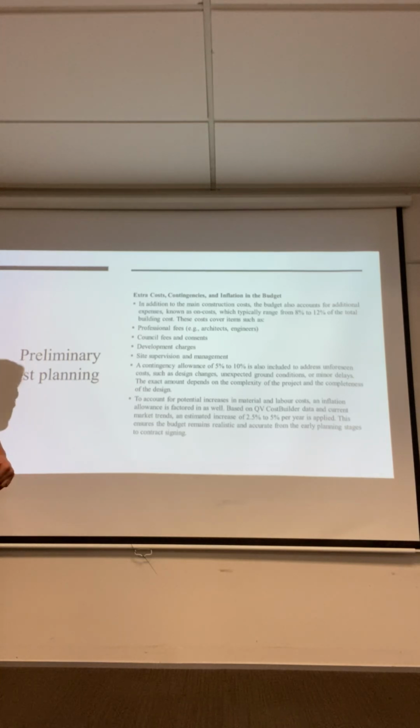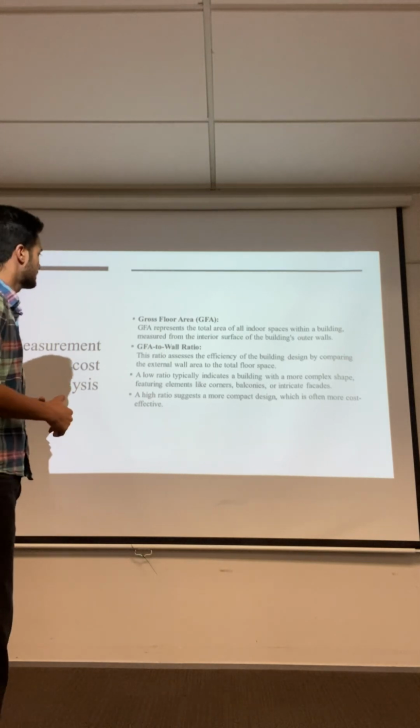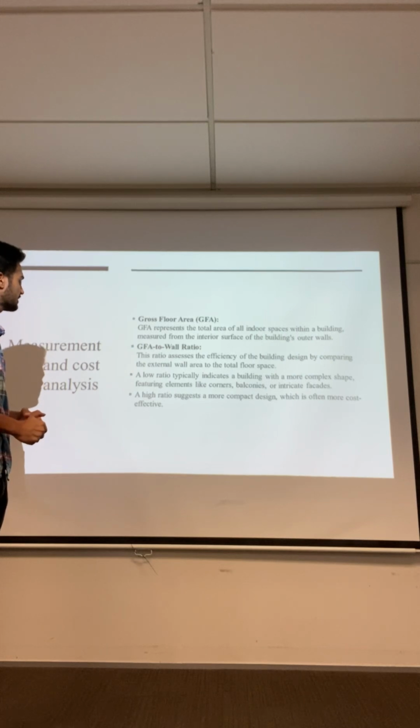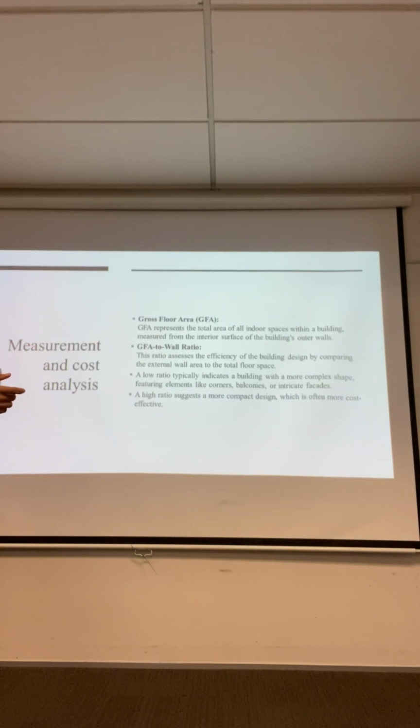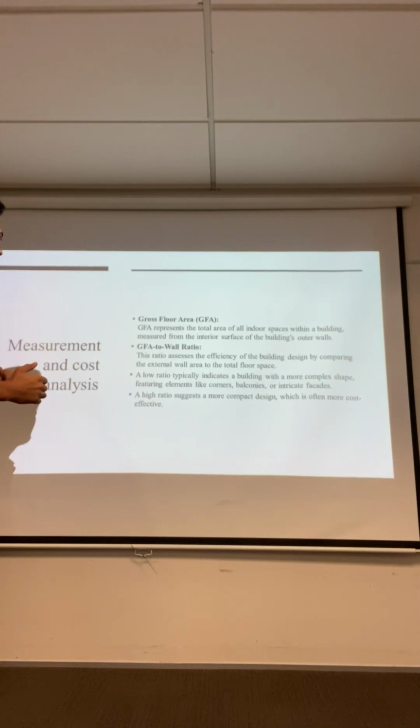Next slide, the measurement and cost analysis. The first one is gross floor area. The gross floor area represents the total area of all indoor spaces within a building, measured from the interior surface of the building's outer walls. GFA to wall ratio: this ratio assesses the efficiency of the building design by comparing the external wall area to the total floor space. A low ratio typically indicates a building with a more complex shape featuring elements like corners, balconies or intricate facades. A high ratio suggests a more compact design, which is often more cost effective.